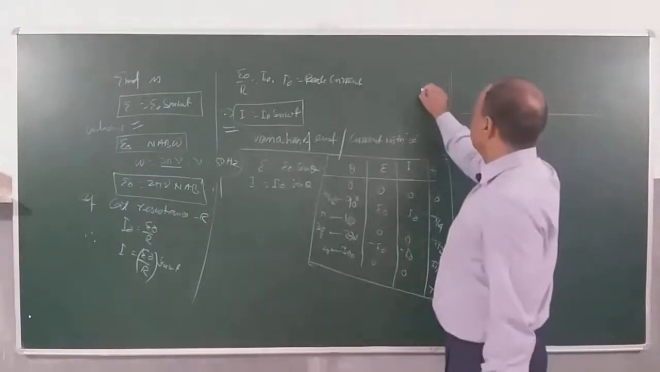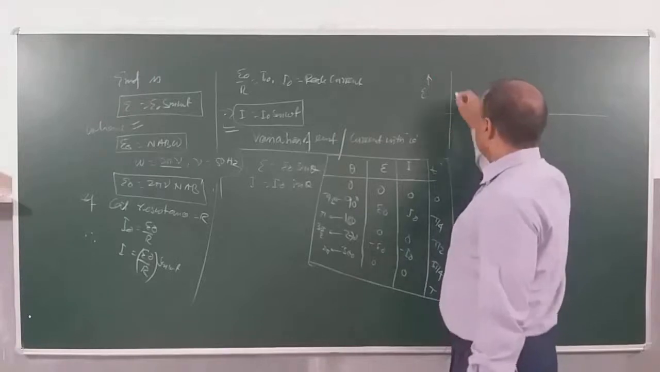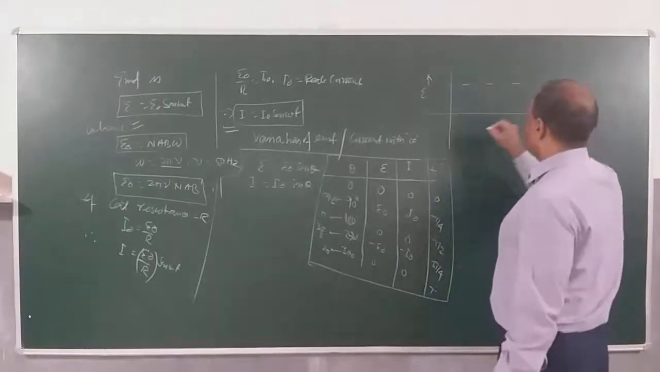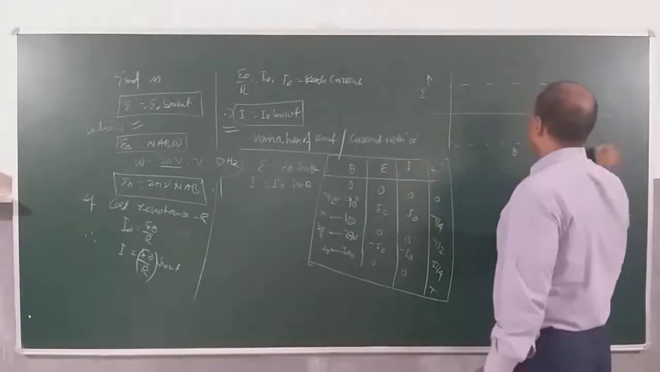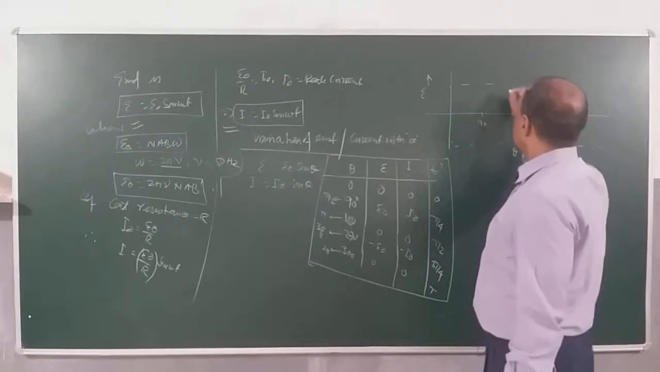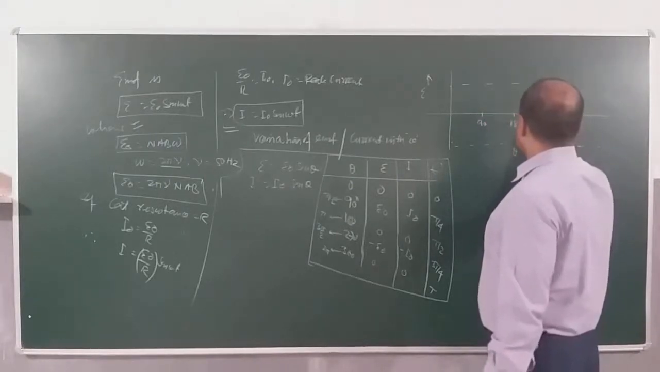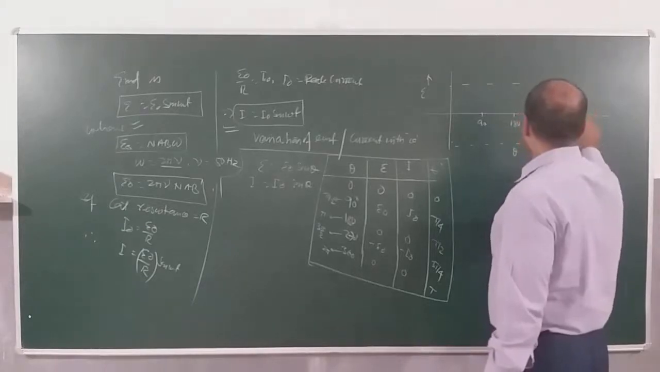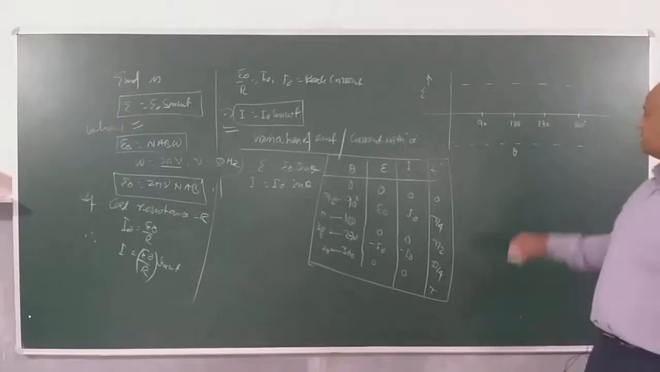This is E and this is, suppose, theta. You can see the values are changing between plus E naught and minus E naught. This is 90 degree, 180 degree, 270 degree and 360 degree. So you are plotting only one cycle and then again it will continue.